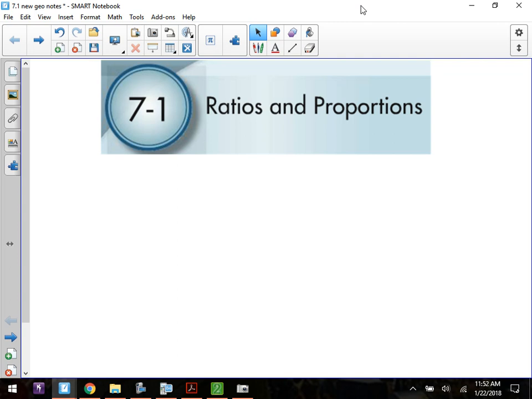Most of it. And what we're looking at here today is going to be a lot of stuff that you already have done, or at least you've seen some of the terminology before. So, ratios and proportions. You guys remember what a ratio was? And you've all seen it. You've all worked with it. Remember what it was?